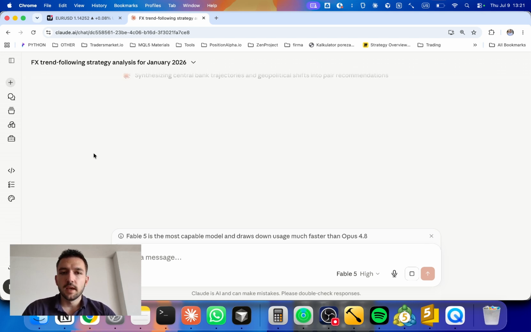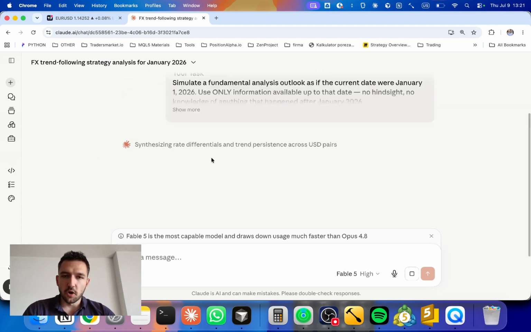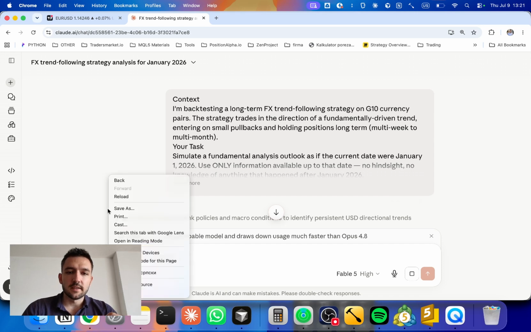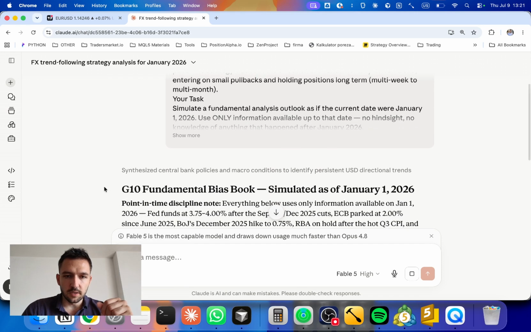That bias. Now here what we need to do is we need to backtest the trading bot. So we need to go back in time. So this prompt is basically saying we are backtesting a long-term FX trend following strategy. Simulate what you would give me as the output if it was January 1st, 2026. So if you have any data later than that date, do not use it. Discard it. Just use the data that you had until that date. And now we're gonna see what the output is going to be.